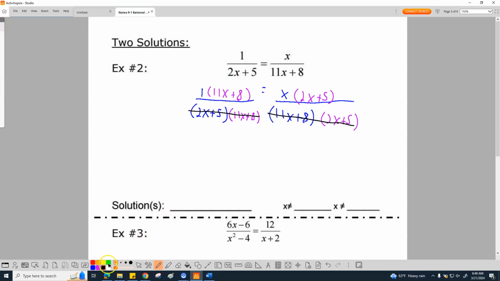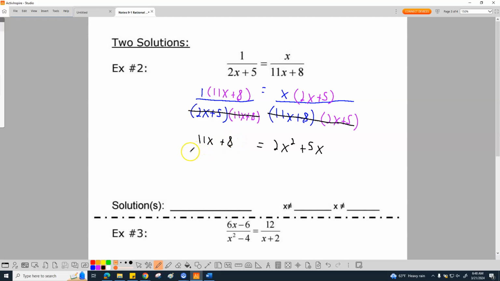When we focus on this top, what we end up with is 1 times 11x plus 8. So that's just 11x plus 8 equals, and then here we go, x times 2x. Oh, bad news, 2x squared, great. 2x squared plus 5x. This is where this stinks. Now we've introduced a squared term in here. Y'all know that means factoring, so that's terrible.